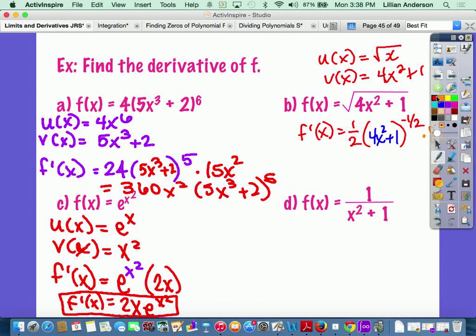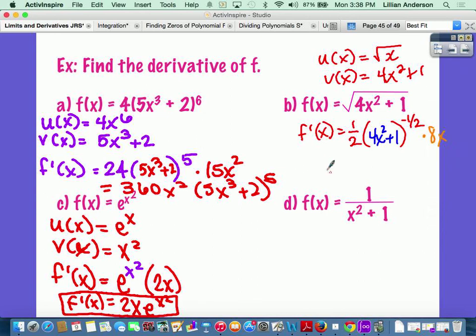Multiplying, I'm going to get 4x, because half of 8x is 4x, over (4x squared plus 1) to the 1/2, because I'm going to make that exponent positive.